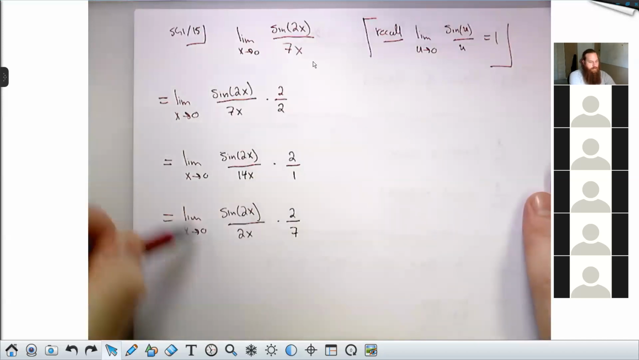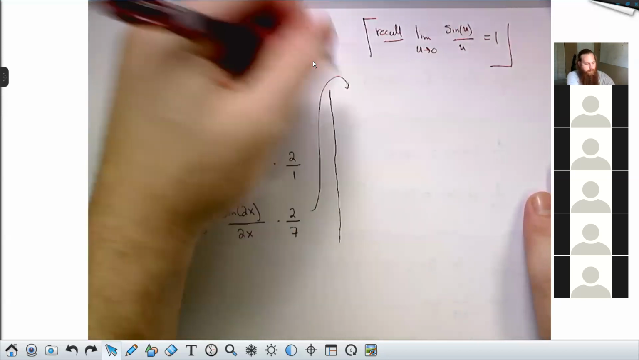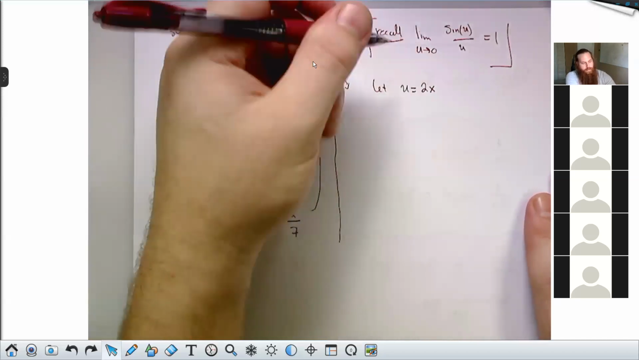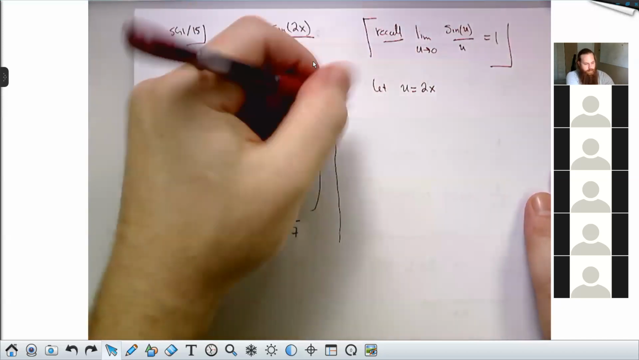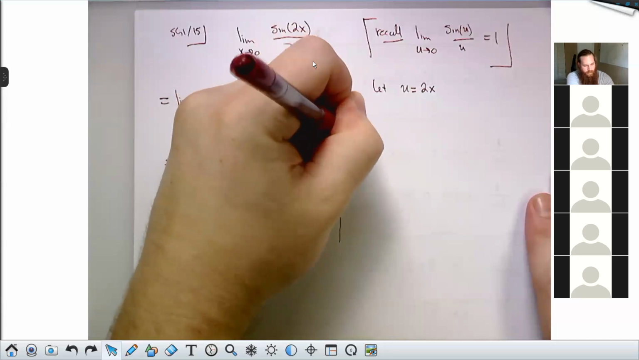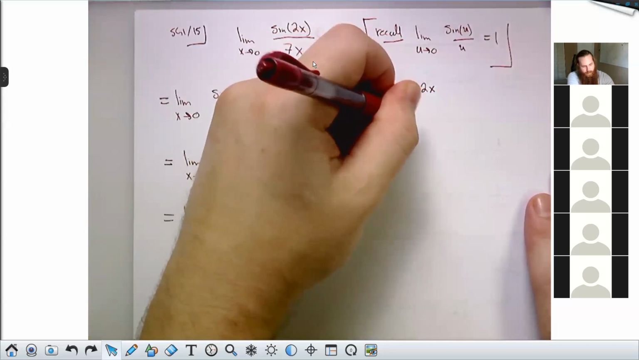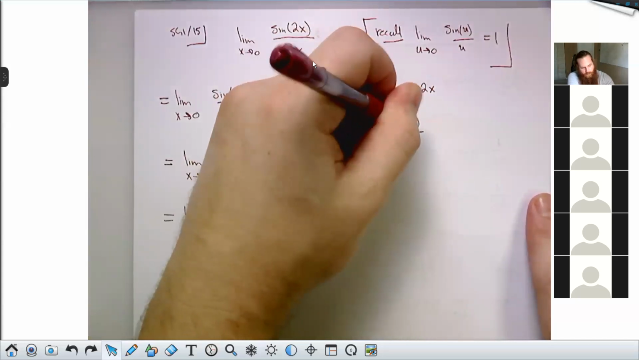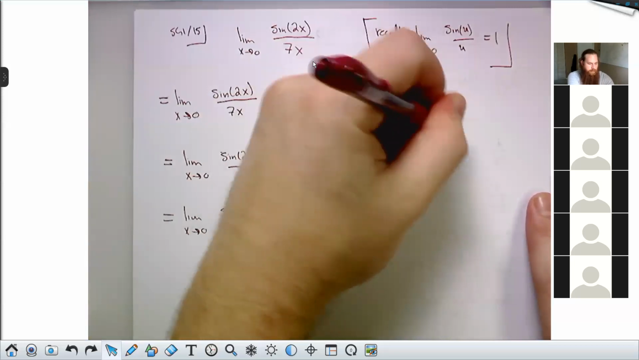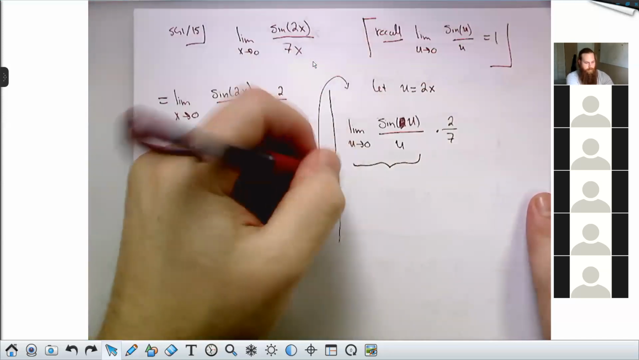Now in this piece, I can make a substitution. So I'm going to bring this up here, where I will let u be 2x. So the limit as x goes to 0, we note that u goes to 0 as x goes to 0. So this is the same as the limit as u goes to 0, sine of u over u, no 2 in here anymore because I substituted u equals 2x, times 2/7. And this piece is my special trig limit. It's 1.